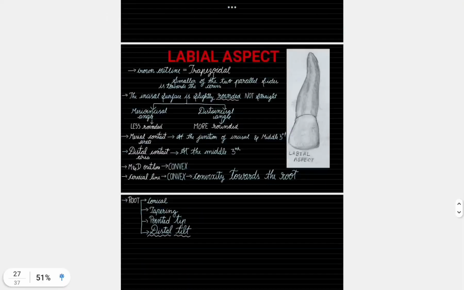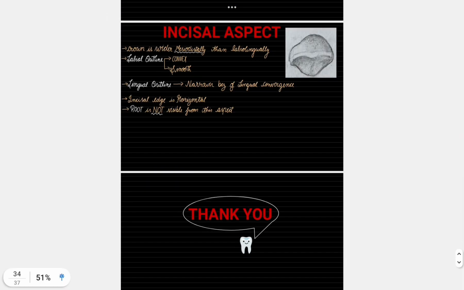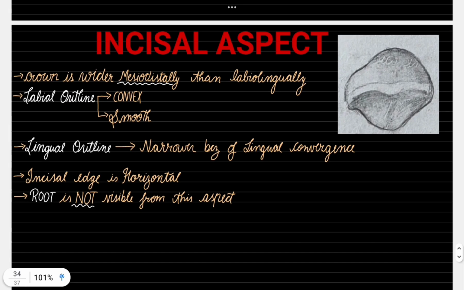Moving forward, we have the incisal aspect. As you know, this crown will also be wider mesiodistally than it is labiolingually. The labial outline, as you know, is convex as it was in the central incisor, and it is smooth due to lingual convergence. Here we have a narrower lingual outline like this. The incisal edge is horizontal and the root is not visible from the incisal aspect. Once again, you must remember that root will never be viewed from the incisal aspect.